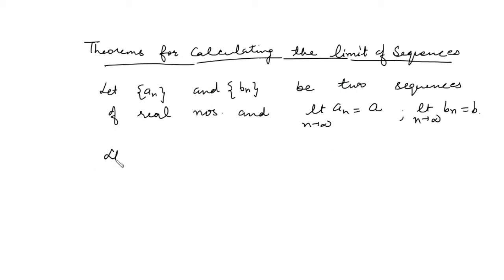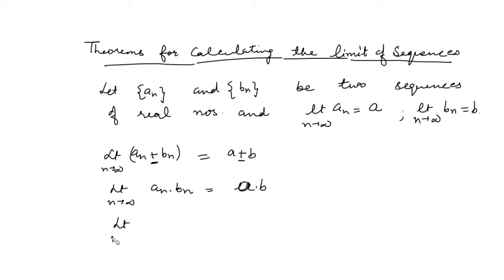Then the sum of these two sequences will approach the sum of their limits. Similarly, the difference of these two will approach the difference of their limits. Similarly, the product of these two sequences will approach the product of the limits. So this is the sum and difference rule, this is the product rule. Now the next is the quotient rule, which means you can find the limit of a_n by b_n, provided b_n is non-zero. So it will be a by b, provided b is non-zero.